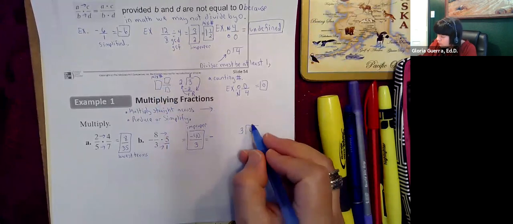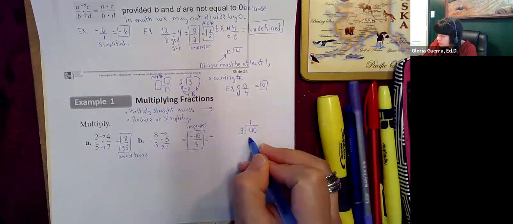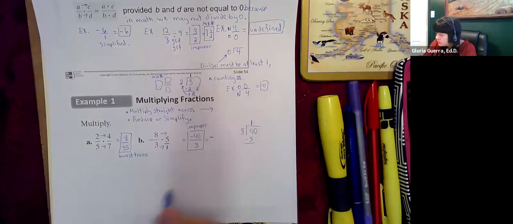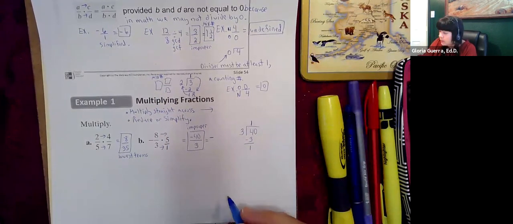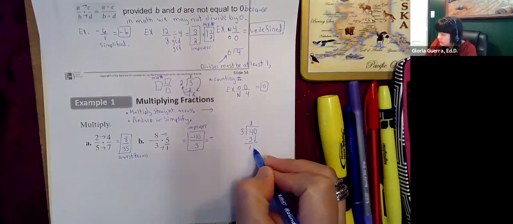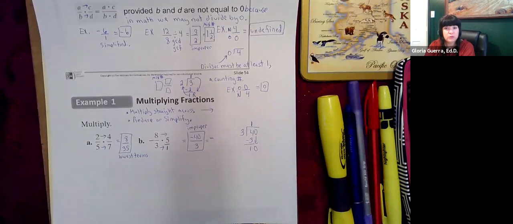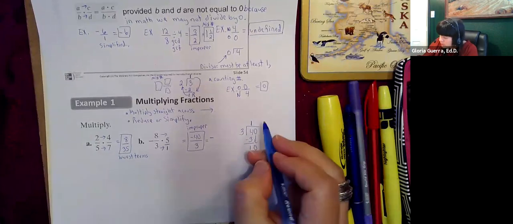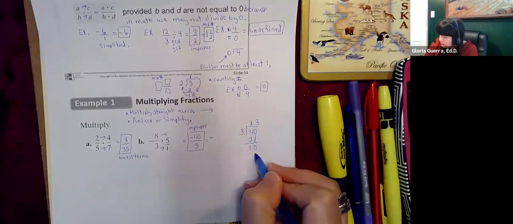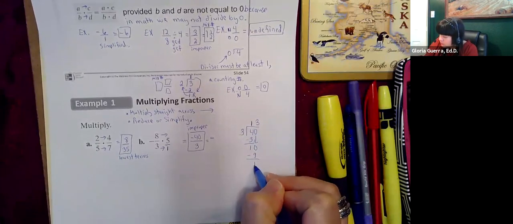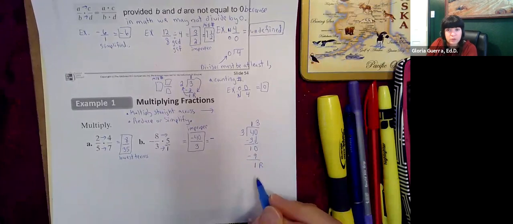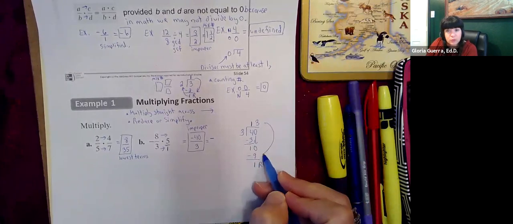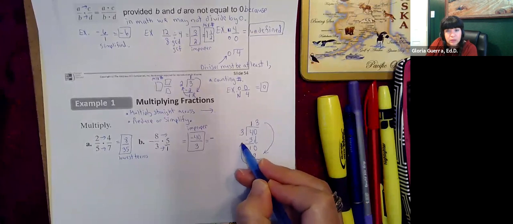So 3 goes into 4 one time. 3 times 1 is 3. 4 minus 3 is 1. Bring down the 0. And then how many 3's go into 10? About 3. 3 times 3 is 9. 10 minus 9 is 1, one remainder. And remember, you want to record clockwise.